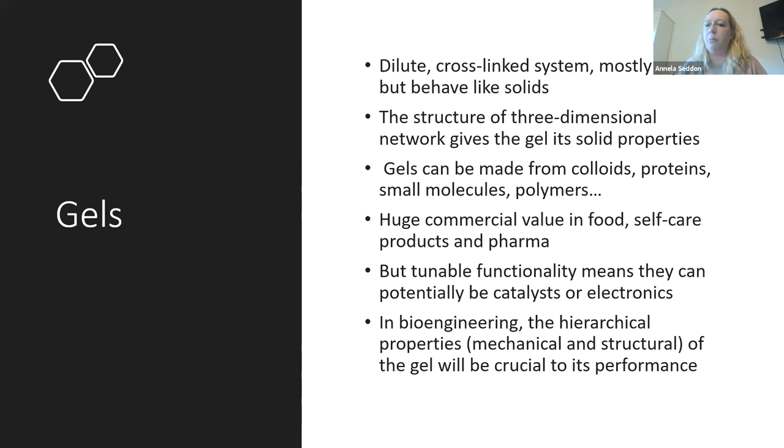So yes, we can make them from polymers, but also we can make them from anything that forms a network. So for example, colloidal systems where colloidal particles can join together, they can form a gel. They can form from proteins, either individual proteins or polymerized proteins. And they can form from small molecules as well. So any small molecule that can assemble into a fibrous structure is possibly capable of going on and forming a gel. And that's what I want to focus on today.